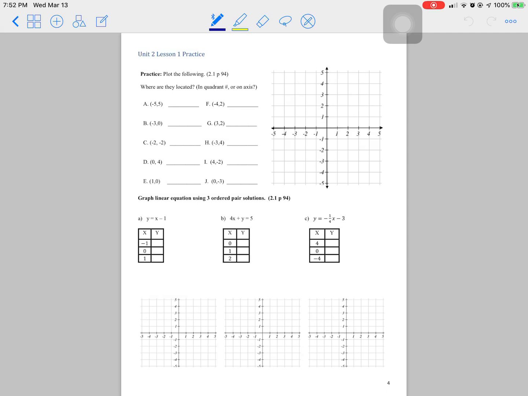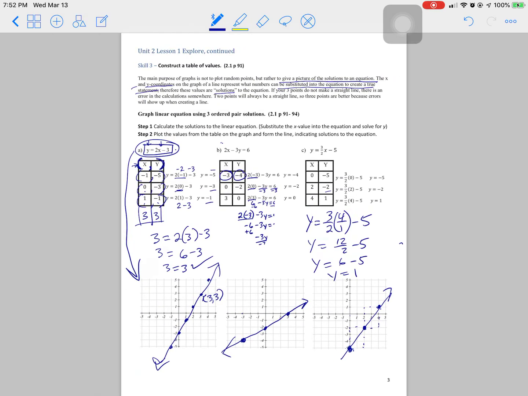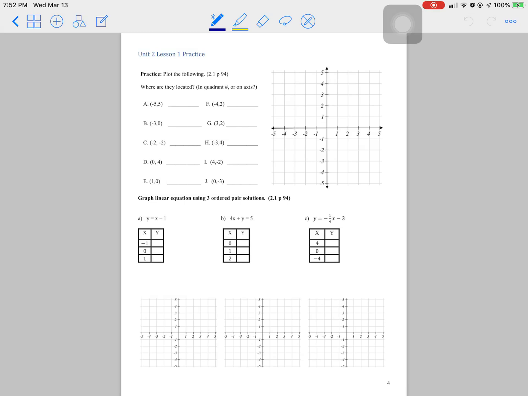Let's try this next one. Oh, is that practice? Yeah, it's practice.